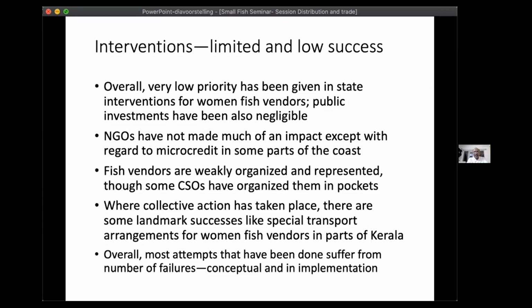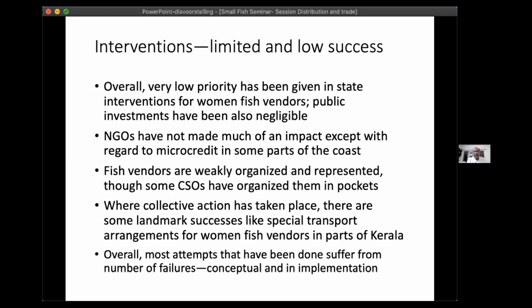The interventions. So for one, the state, these women fall between different cracks. I know in many fisheries departments, there's no office or desk responsible for fish vendors or their welfare or their livelihood. So they are completely below the radar of most fisheries departments. The corporation and municipal authorities often find them more of a nuisance. So there's very little policy attention, there's very little support for them.